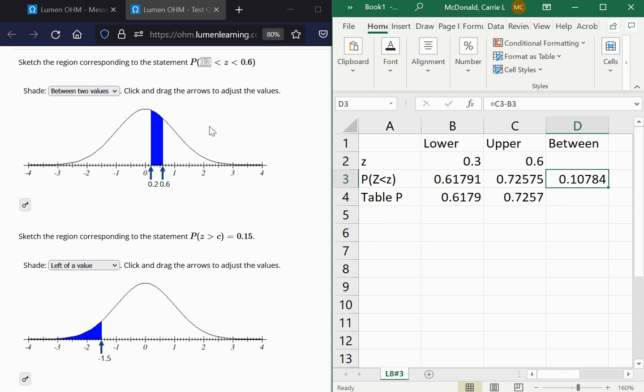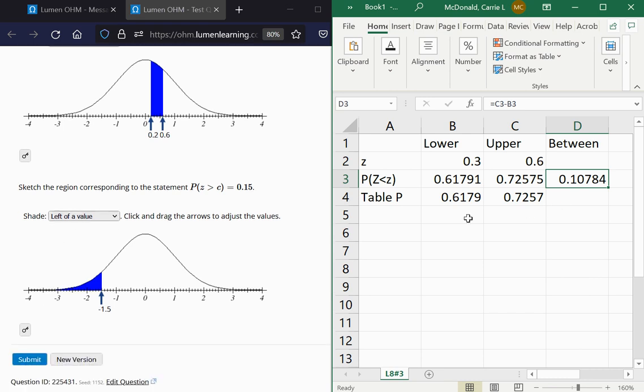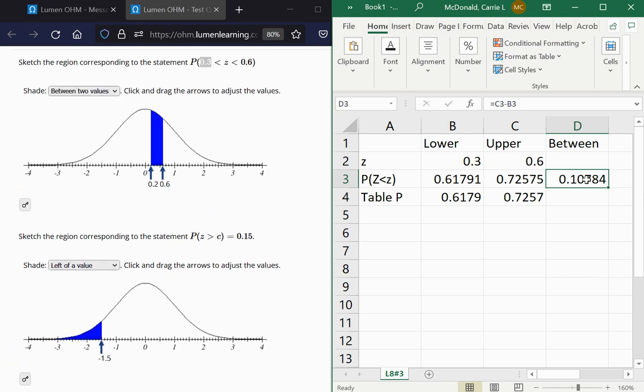If we were asked to give it, we would, but we don't actually have to give it here. We were just supposed to show where the boundaries are to make that shaded region. But in some problems, you'll have to actually find that area.